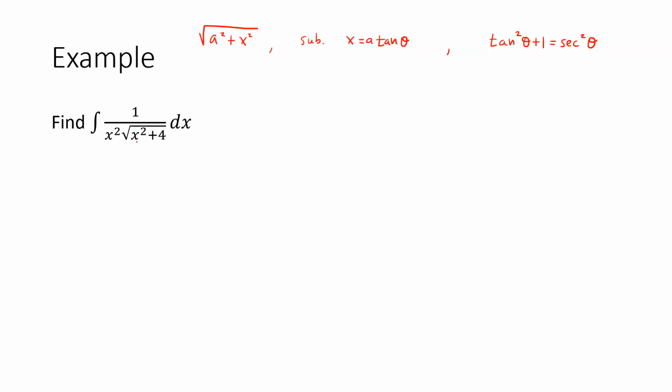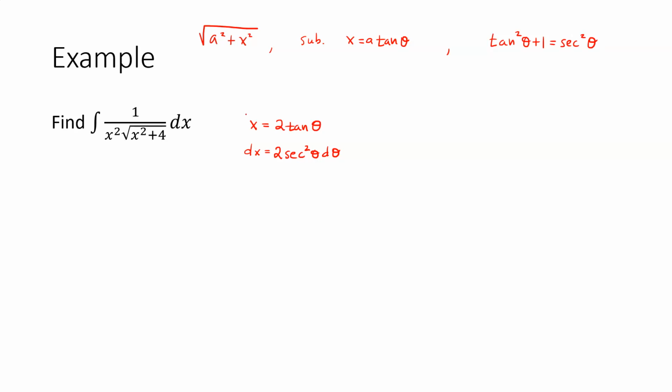What will be the substitution in this case? We've got x squared plus 4, so that's x squared plus 2 squared. So we're going to do x equals 2 tangent theta. So we'll substitute x here, and then dx. Remember, we also have to substitute dx with the derivative of 2 tan theta, which is 2 secant squared theta.